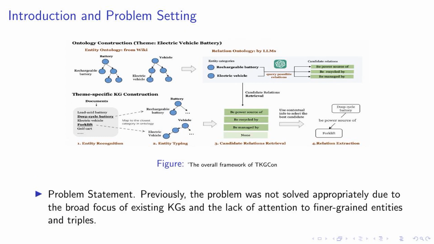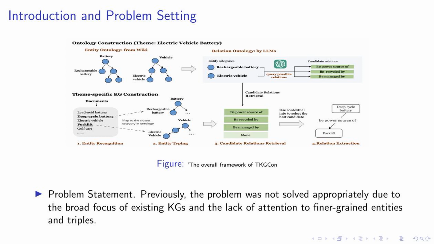Begin a frame. Frame title: our solution. TKG-Con framework. Begin a figure. Centering: include graphics. Width equals 0.8 text width. Height equals 0.45 text height. The overall framework of TKG-Con. End a figure. Begin itemize. Item: our solution to this problem is the TKG-Con framework.